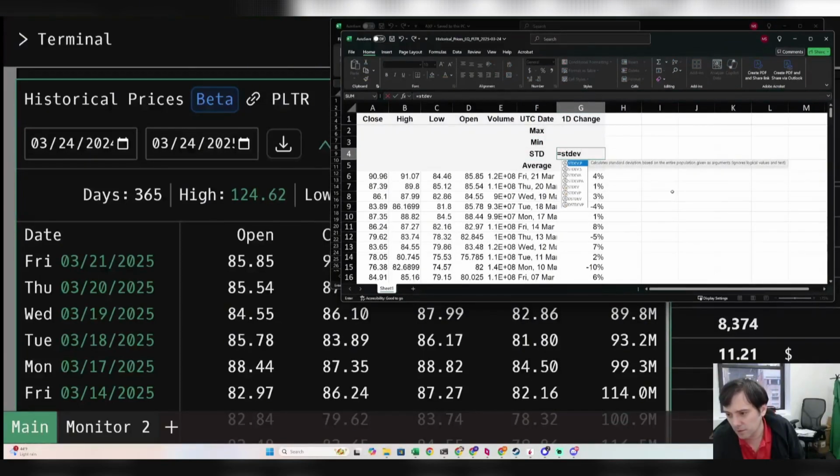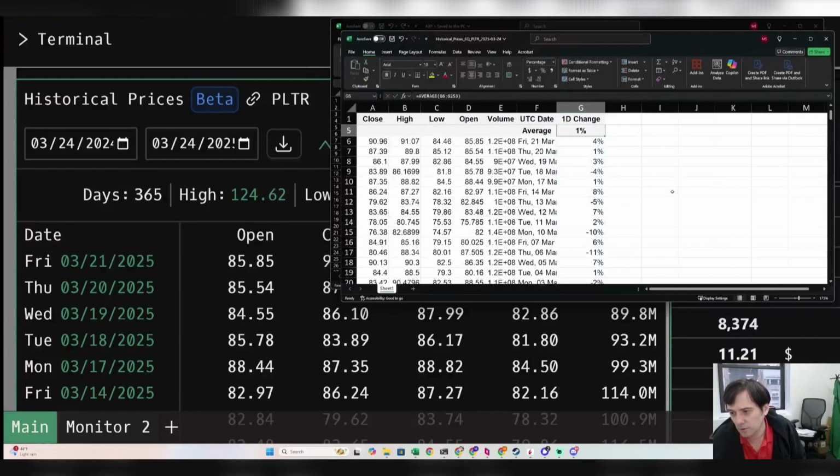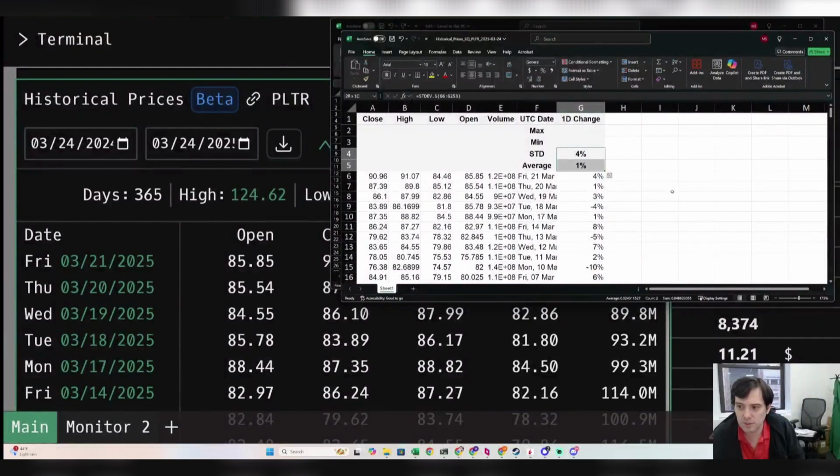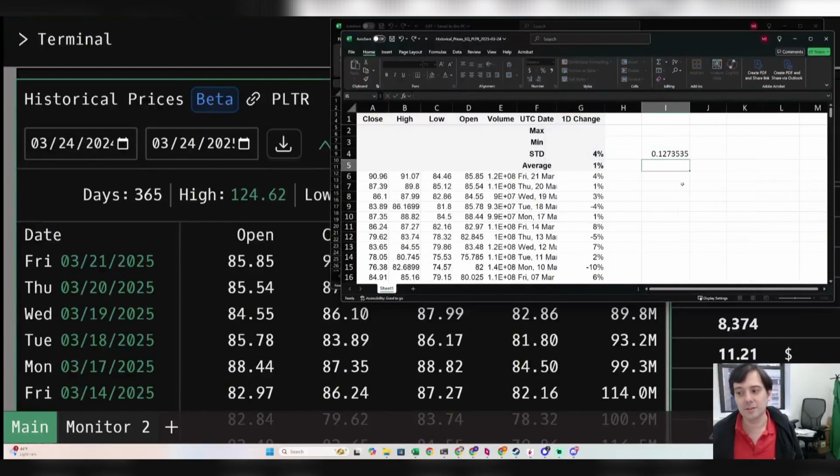Did they change standard deviation? They have population standard deviation and sample standard deviation. I'm going to use dot sample. And you can see that the standard deviation is 4%. So naively, you would say I should be able to survive a 3 sigma attack.